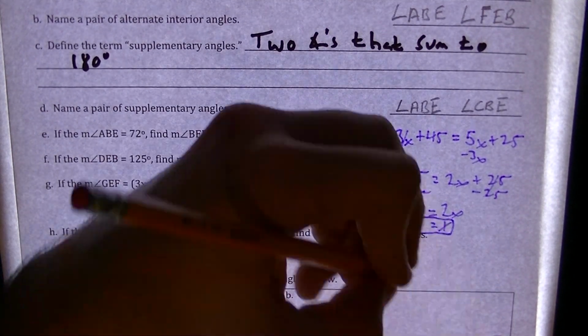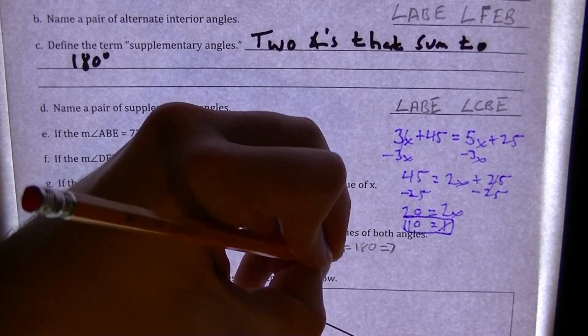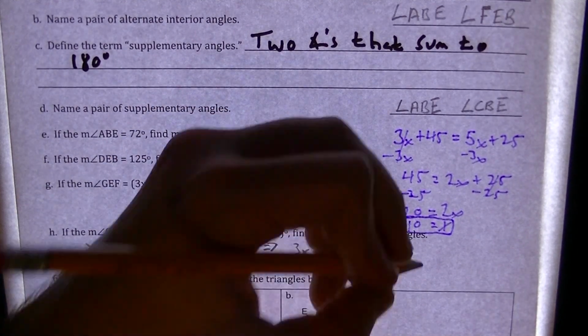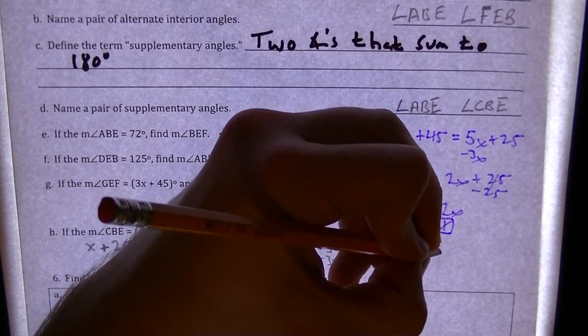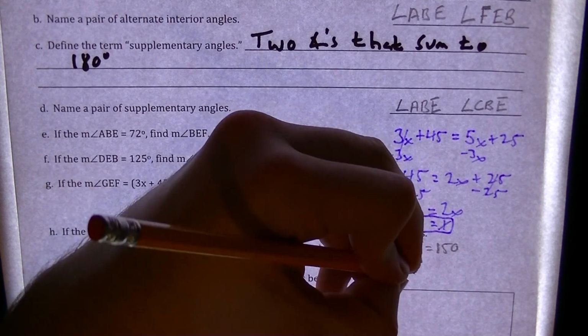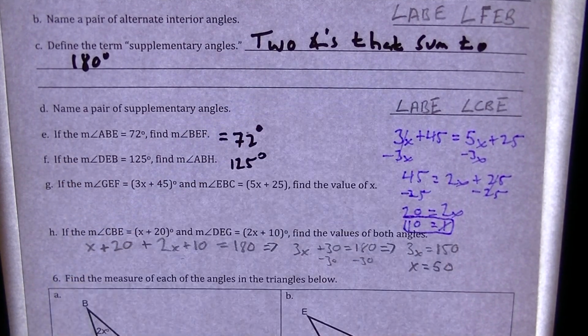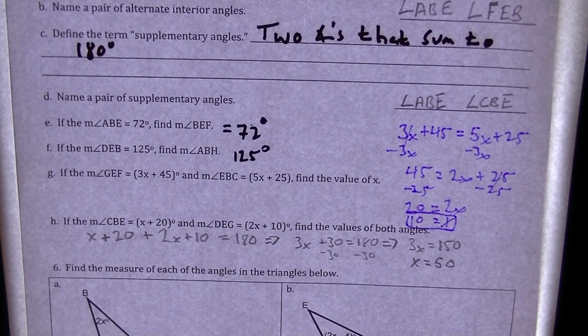180, which leaves me with, I'm going to take away 30 from both sides, minus 30, leaves me with 3x is equal to 150, which means that x is equal to 50 because I divided both sides by 3.